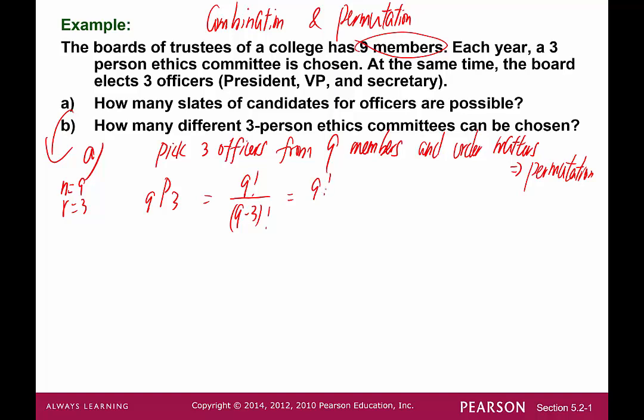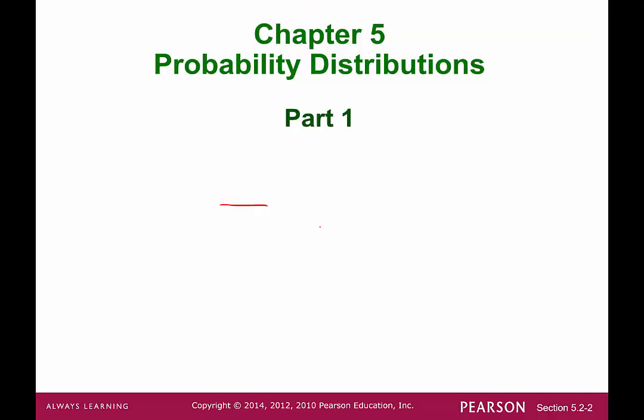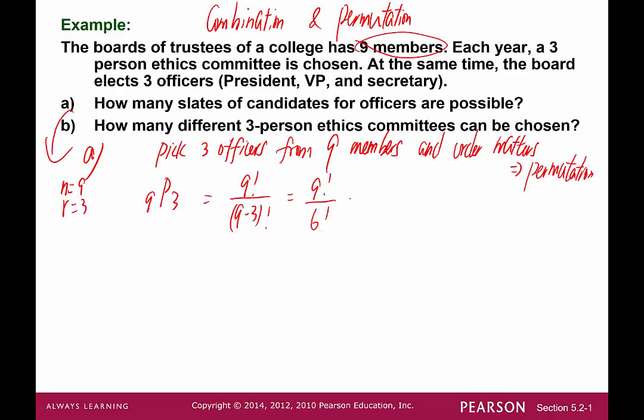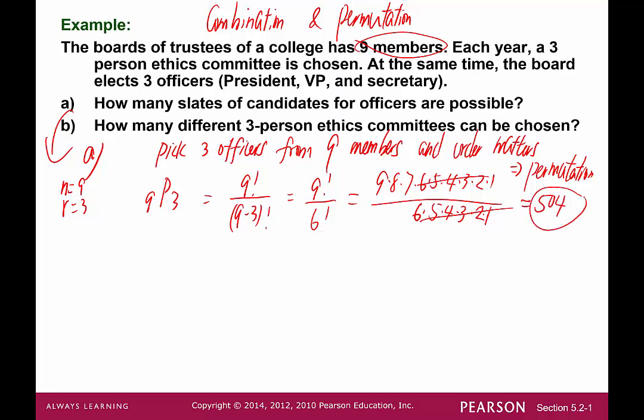So it becomes 9 factorial over 6 factorial. So this will be 9 times 8 times 7 times 6 all the way to 1, over 6 times 5 times 4 and so on. So we cancel everything after 6. Multiply 9 by 8 by 7, you get 504. So you have 504 different slates of candidates for office possible.